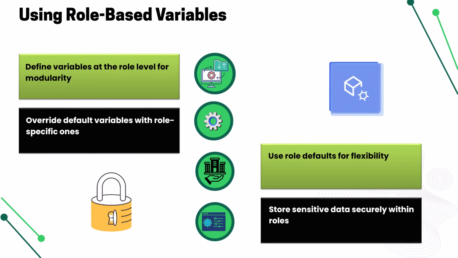Role-based variables keep your Ansible playbooks organized. They help avoid chaos by ensuring each role handles its own variables. Think of it as a well-structured kitchen, each ingredient in its designated cupboard. Overriding defaults lets you tweak settings without messy global changes, and using defaults within roles gives flexibility. And of course, always secure sensitive data, because leaking credentials is never a good look.